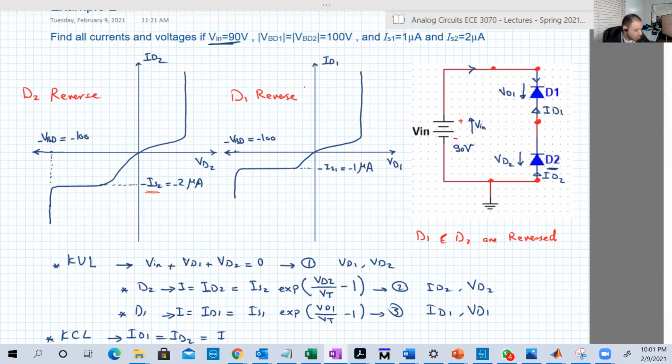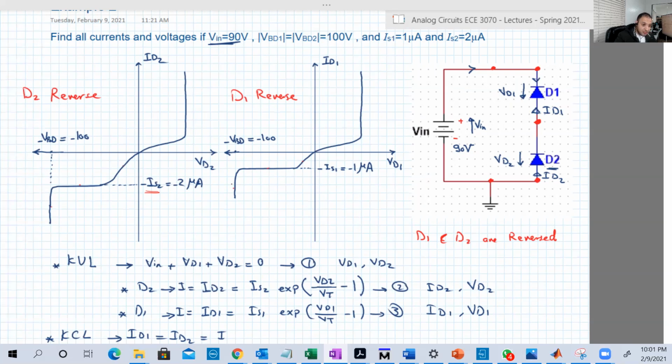So maybe the operating point, and by operating point I mean ID and VD of each diode, is here, maybe here, maybe here in the breakdown. Nobody knows. This is our job now. But we know that D1 and D2 should be reversed. We know another piece of information, that ID1 is equal to ID2. And this is very important information that we're going to use afterwards.